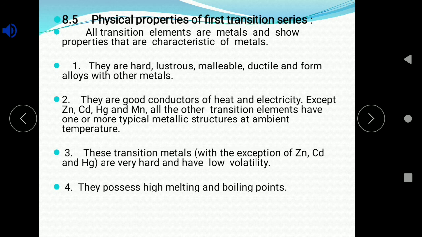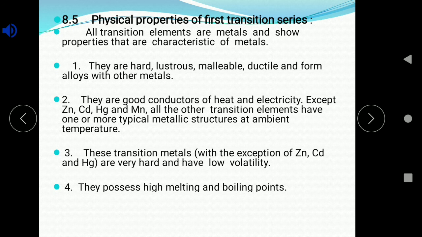Now, about periodic trends of these elements, we will see them in the next video, because now it is time for the assignment.